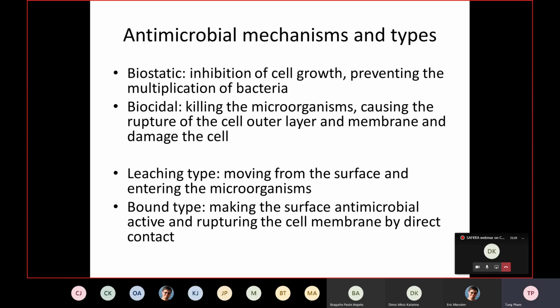Now, when we were talking about the antimicrobial mechanism and types, we know that antimicrobial textile may act in two different ways, either by contact or by diffusion. In the contact case, the agent is placed on the fiber and thus not dispersed, so it just acts when the microorganism touches the textile surface. In the diffusion case, the agent is on the fiber surface, and it will migrate from the textile to the external medium to attack the microorganism.